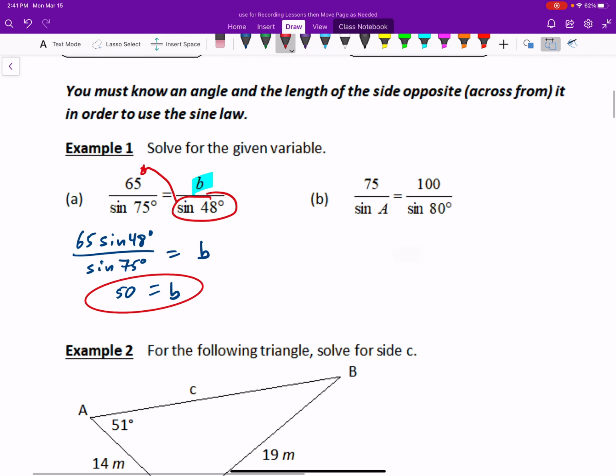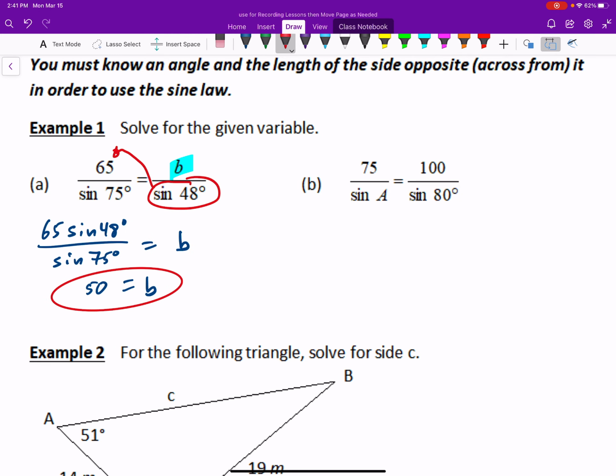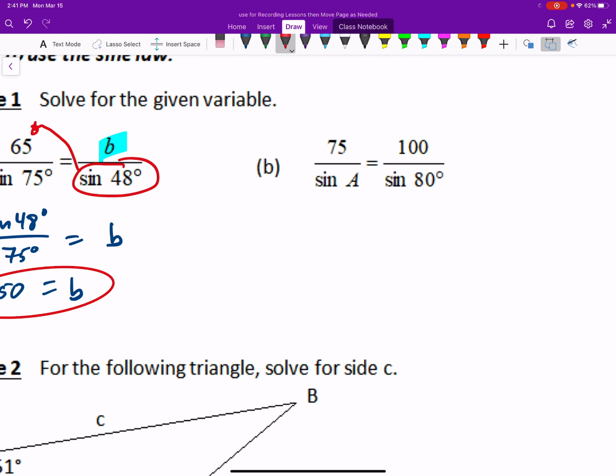So I just rearrange. Now, I would never set up a sine law question the way it is in part B, and I'll tell you the reason why. I would never put the variable on the bottom. It's just so much easier to work with it if it's on the top. So if I'm given one like this, the first thing I do is just flip the top and the bottom for both fractions to get my variable on the top.